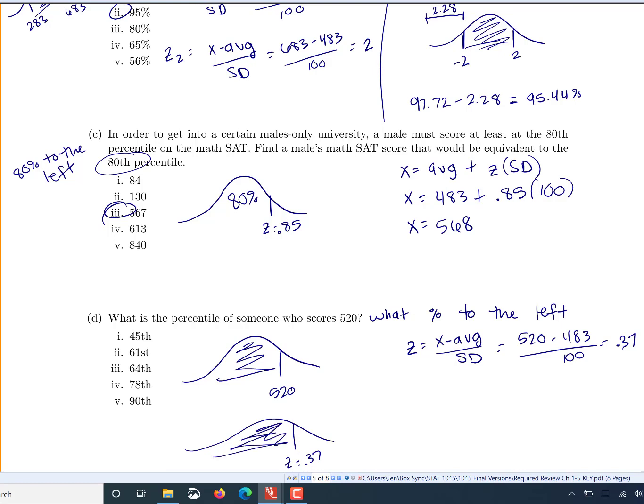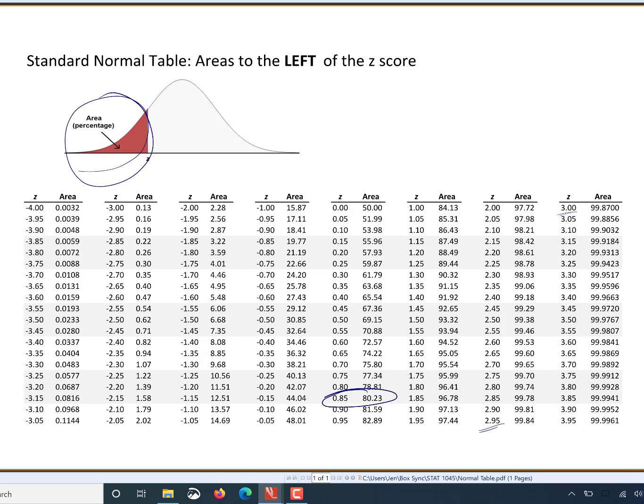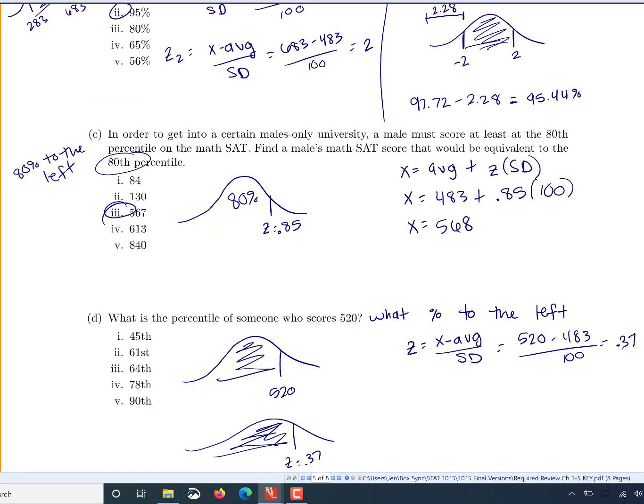So coming to my table, I look up z equals 0.37. Let's see, 0.37. My closest value here would be at the 0.35 for a percentage of 63.68. So 63.68. And that's the area to the left. I wanted area to the left, so I'm done. We're at the 64th percentile.